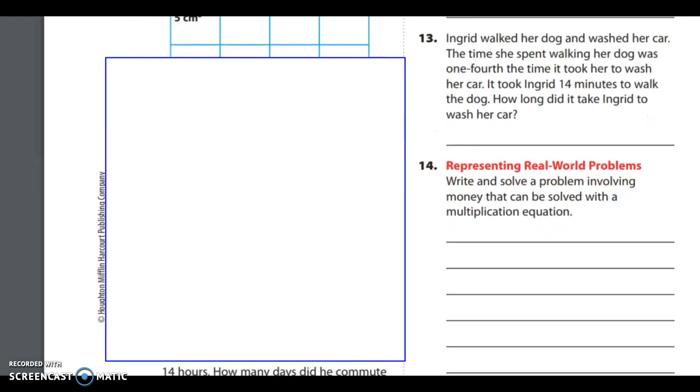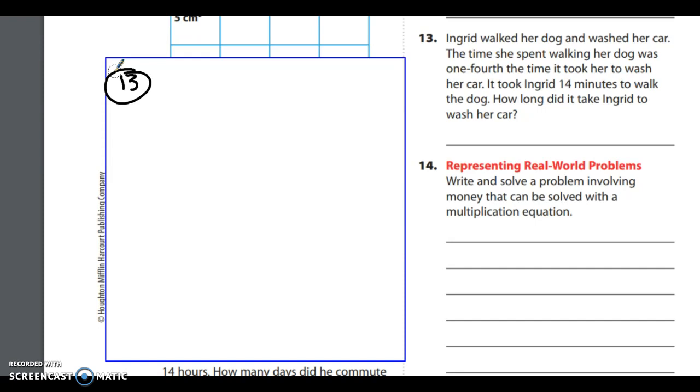Number 13 reads, Ingrid walked her dog and washed her car. The time she spent walking her dog was 1/4 the time it took her to wash her car. It took Ingrid 14 minutes to walk the dog. How long did it take Ingrid to wash the car?